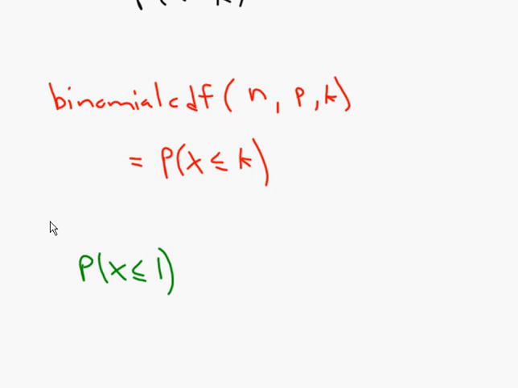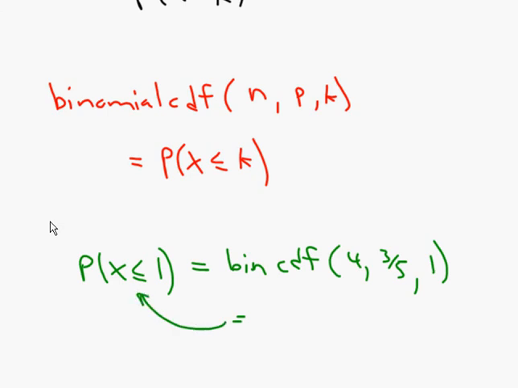What we can do is type in binomial CDF, n, which is 4 because it took 4 shots, p, the probability of success in each shot, is 3/5, and 1. Now, it looks like the PDF, but it's not, because this is going to give us back that cumulative probability. Let's type it in and see what happens.